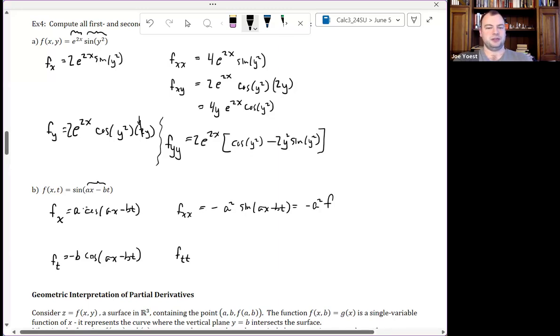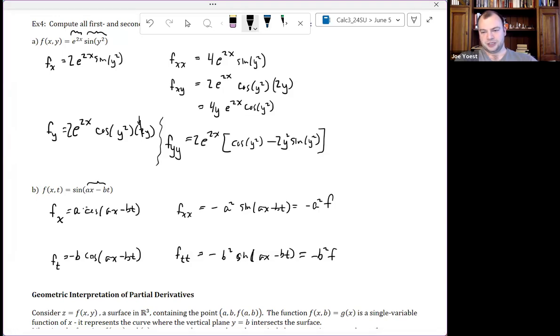What is f_tt? The t partial of f_t. My cosine differentiates to negative sine. I get another negative b that comes out. So I have a positive b squared from the b's, but then a negative because the cosine differentiates to a negative sine. So negative b squared sine(ax - bt), or this is negative b squared times f.